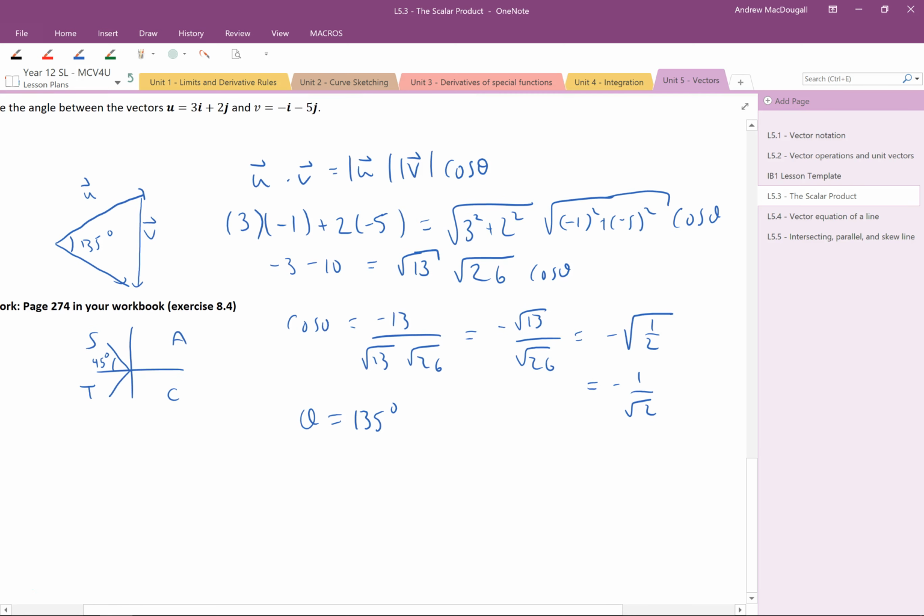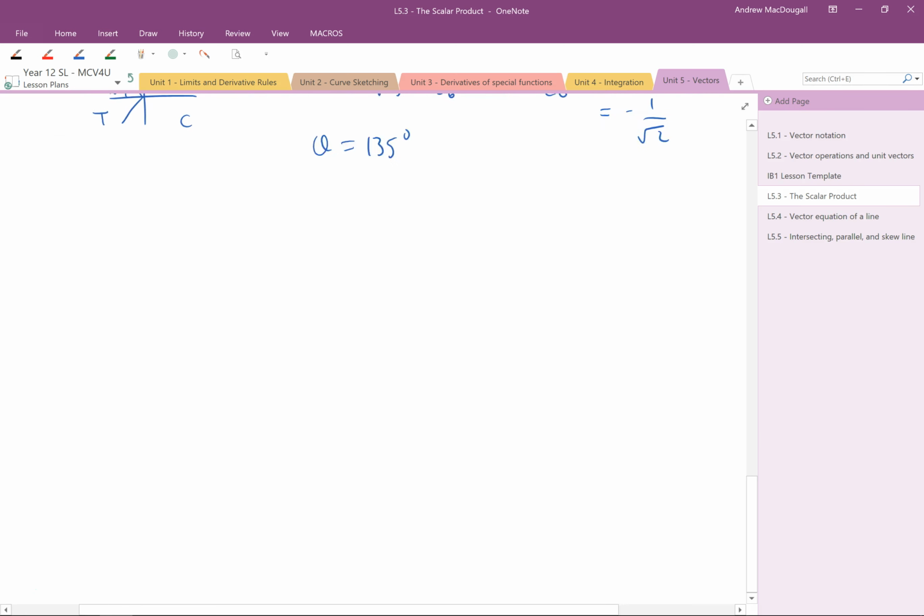Okay, so that is why the dot product is useful for us. We can calculate the angle between vectors.